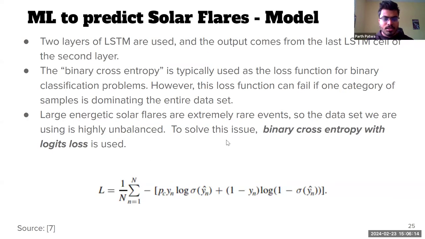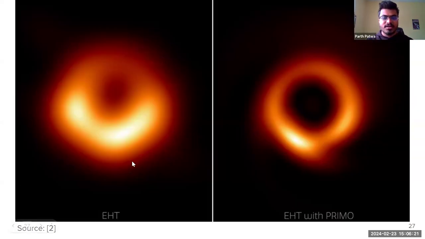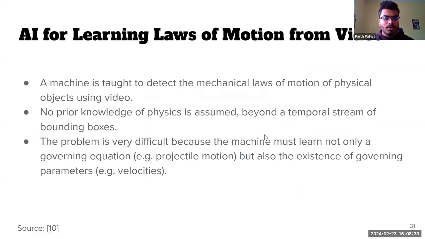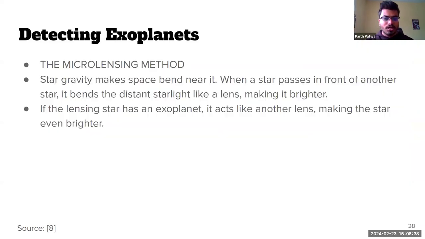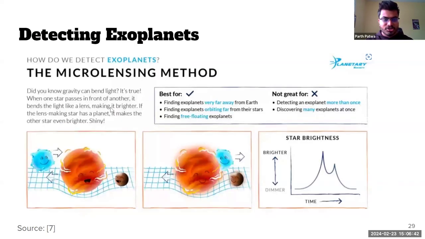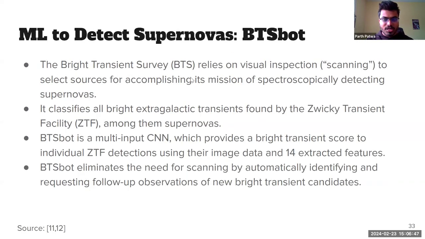And a couple of other examples will be this. This one was quite famous, where ML was used to enhance the image of a black hole. So this was the original image, and this was the one enhanced with an ML-based algorithm. Just a couple more things. Just to give another example, it is being used to detect exoplanets and supernovas.